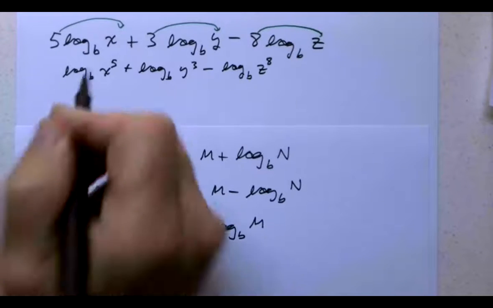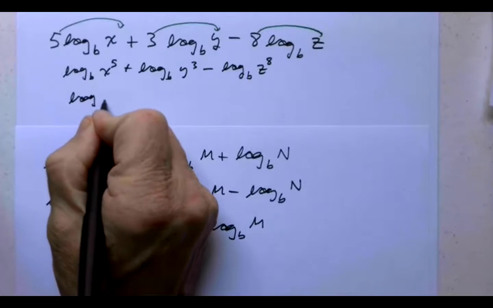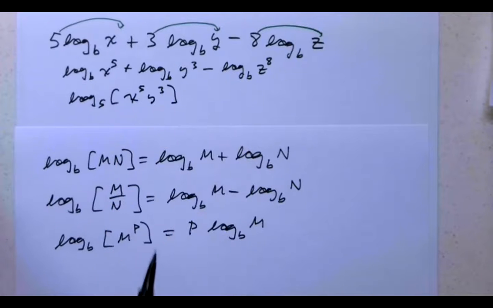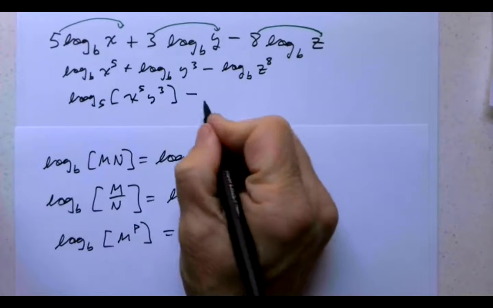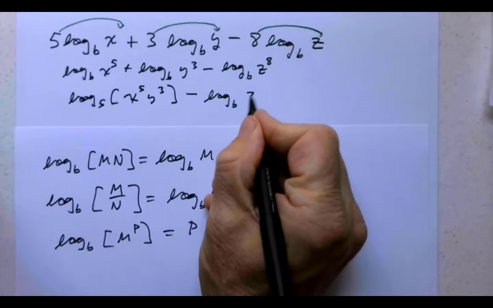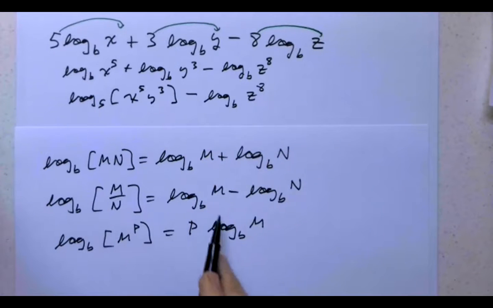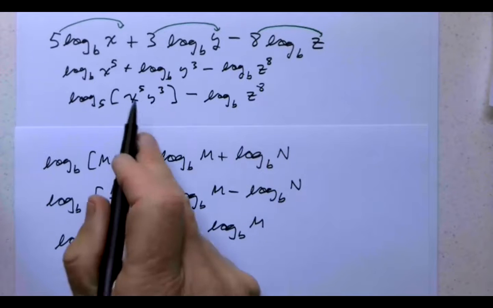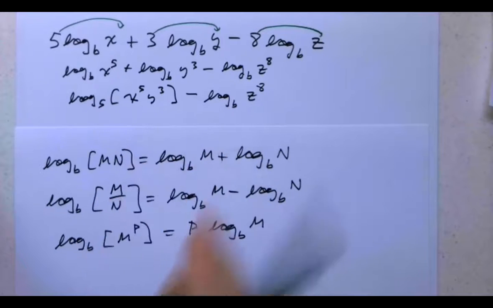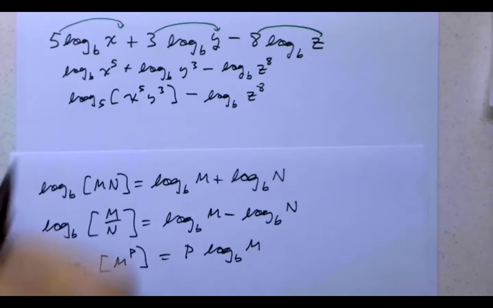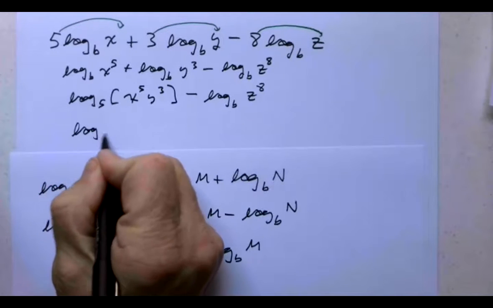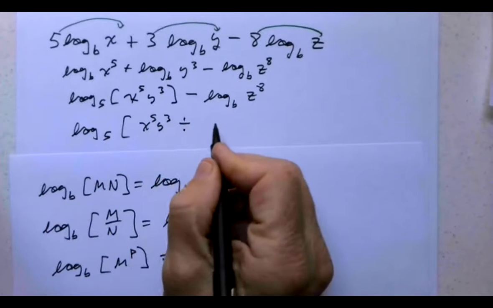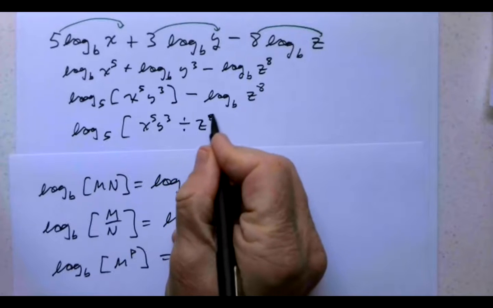So I can rewrite that this way, log b of x to the 5th times y to the 3rd, those 2 guys, minus log b of z to the 8th. And then finally, I have this rule here, which is the difference. Log b of m minus log b of n is log b of m divided by n. So log b of this guy minus this is log b of this guy divided by that guy. So finishing up our last rule, log b of the first guy, x to the 5th y cubed, divided by the second guy, z to the 8th.